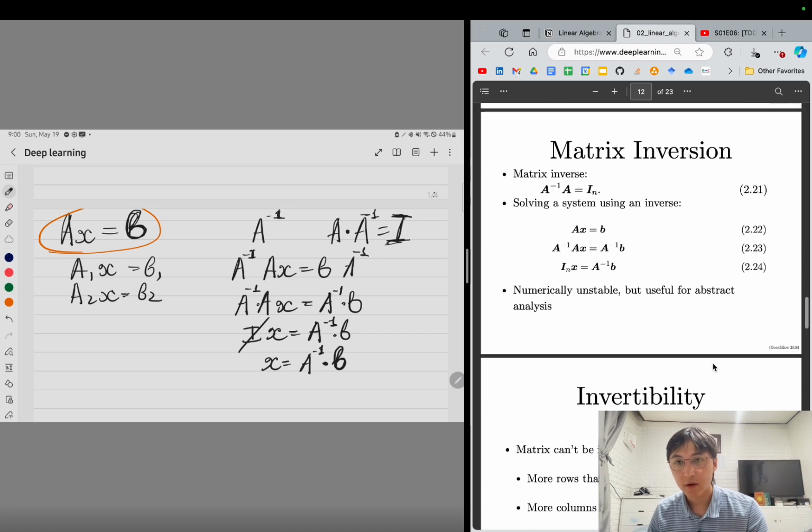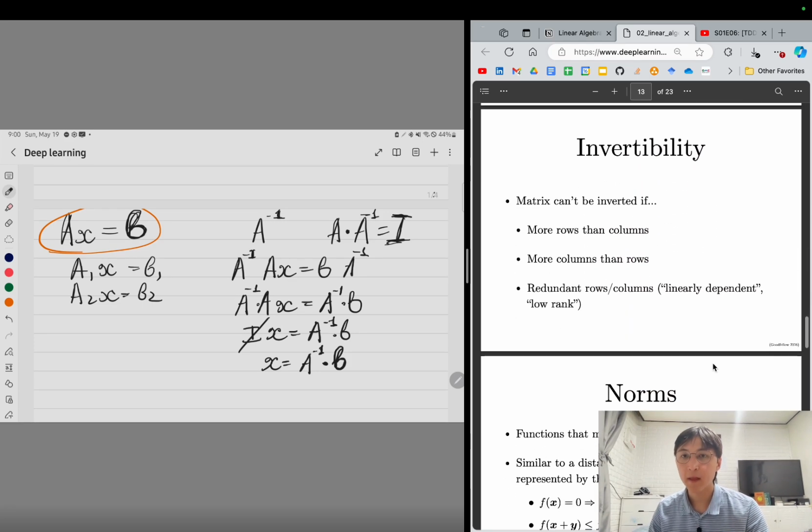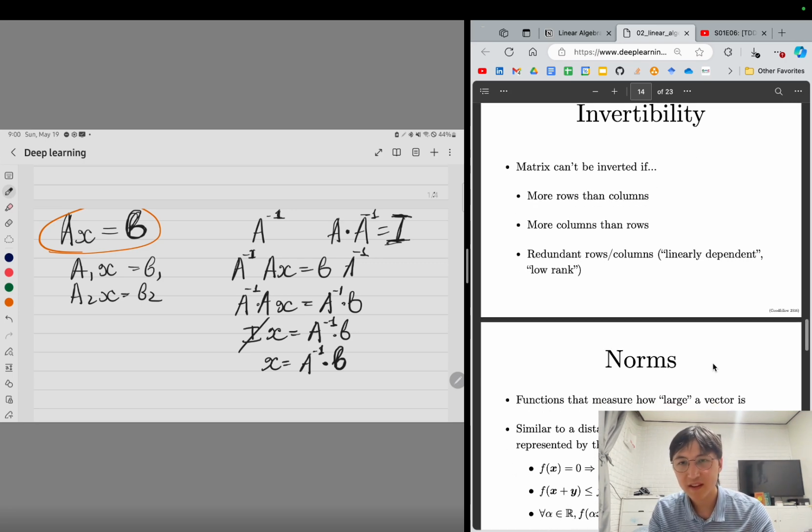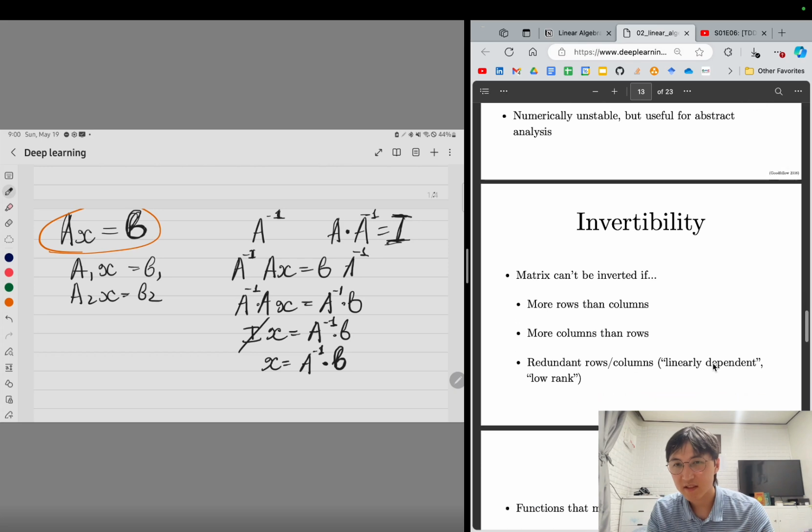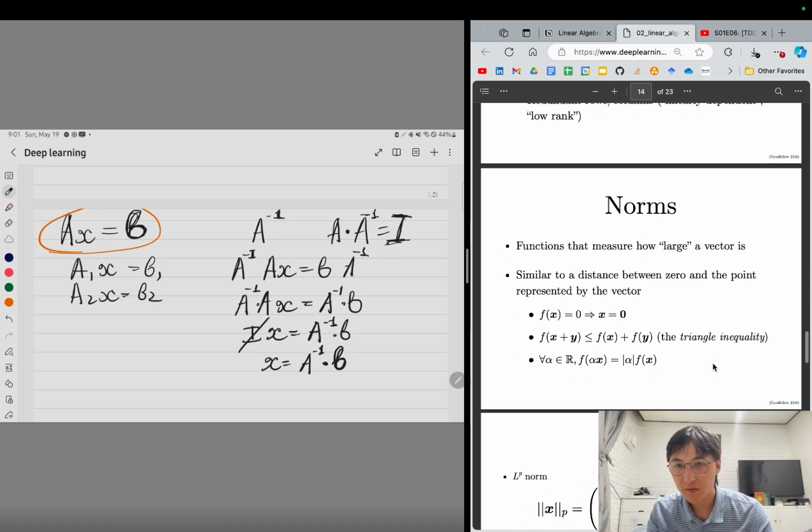Let's talk about the next thing. Invertibility. A matrix cannot be inverted if it has more rows than columns, more columns than rows, redundant rows or columns, linearly dependent, low rank. Okay, I think it doesn't make sense. A lot of so next thing.